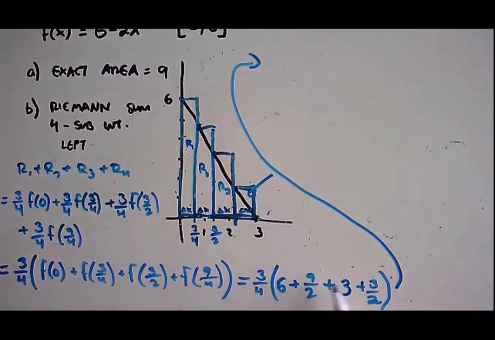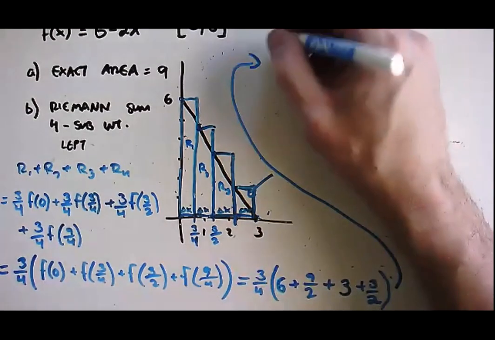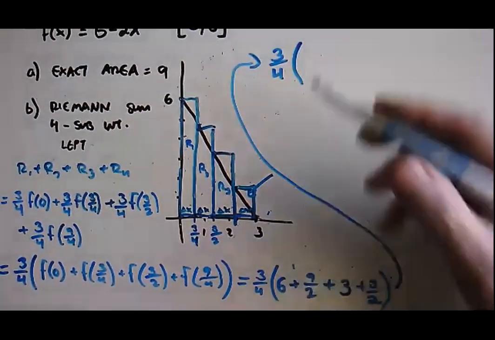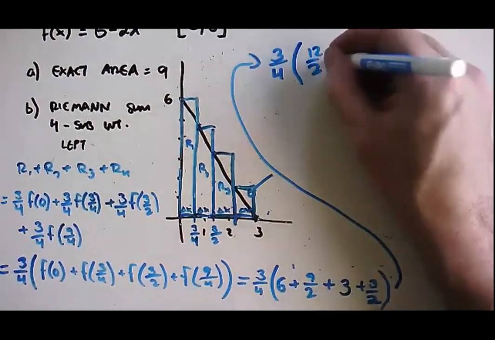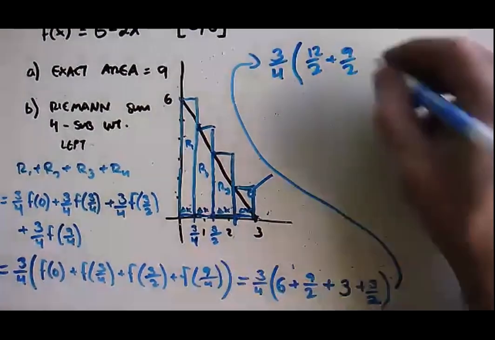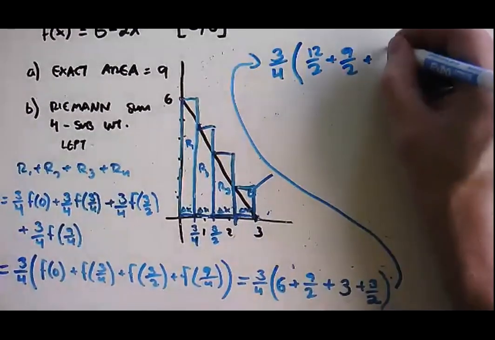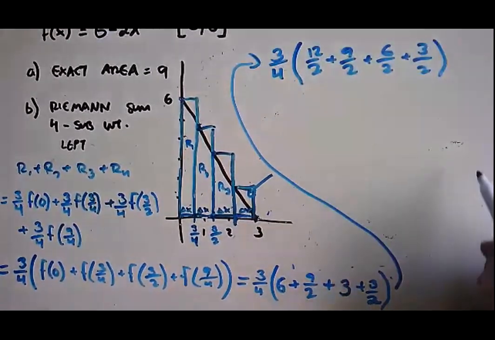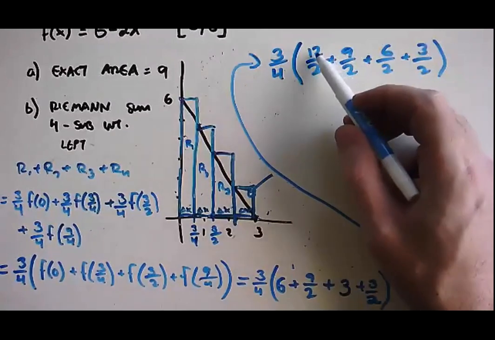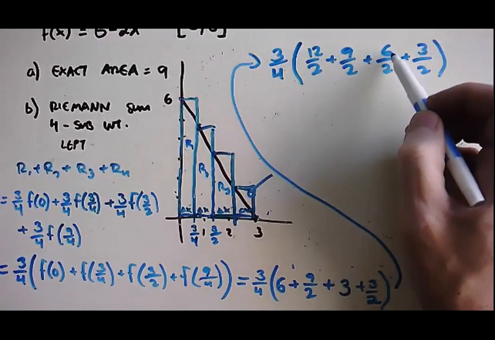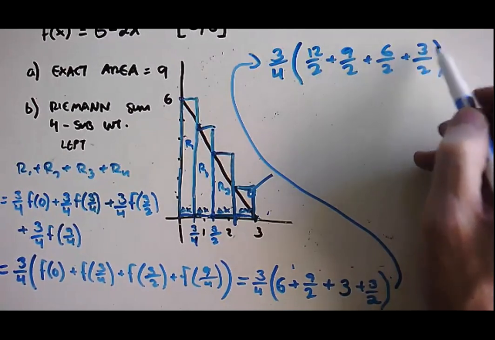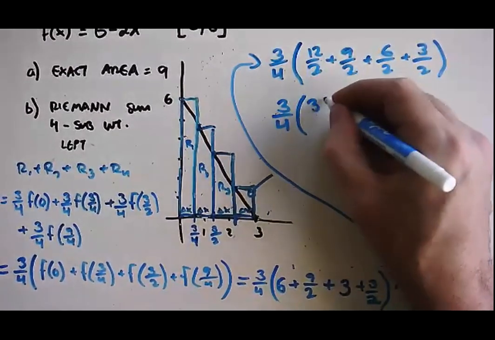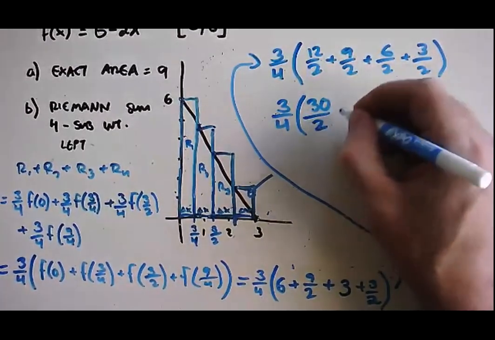So first I want to add all these quantities inside the parentheses. So I'm going to convert that into fractions over 2. So 6 is 12 over 2. Add that to 9 over 2. 3 is 6 over 2. And then finally, add that to 3 over 2. All right, so how many halves do we have here? 12 plus 9 is 21, plus 6 is 27, plus 3 is 30. So 30 over 2. So we have 3/4 times 30 over 2.